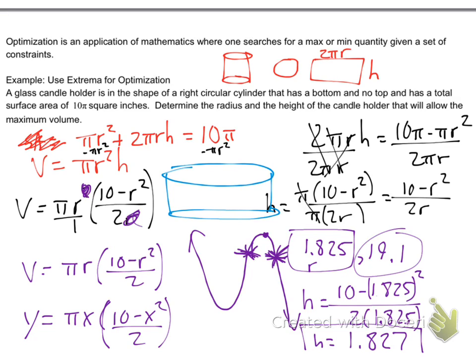Okay? This also has implications, the fact that what if this company only had so much material to make this can, and they still wanted to maximize their volume? They want to make the biggest glass candle holder they can with only so much glass.